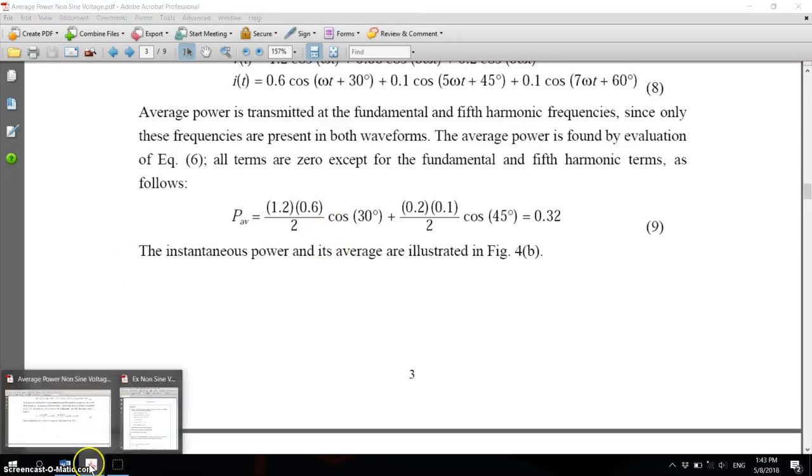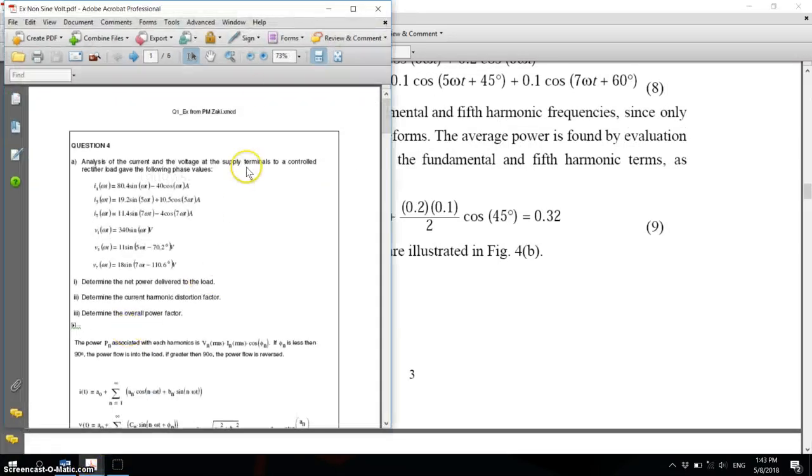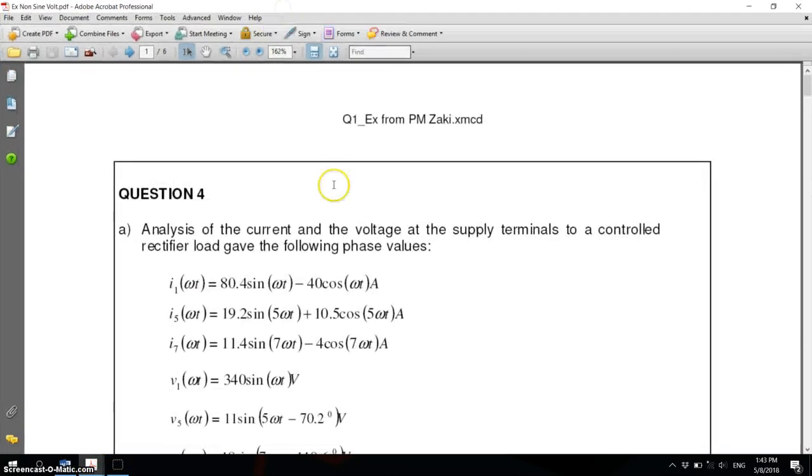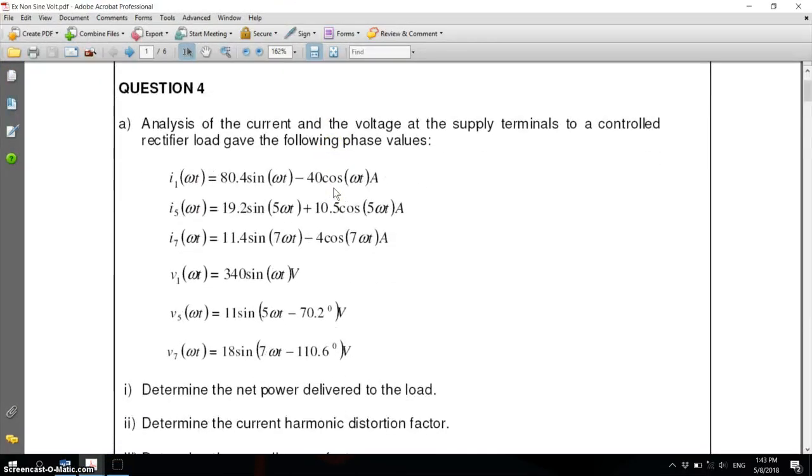But now we try to look at one example for these types of problems. Okay, remember, you can also be given this question 4 problem. The analysis of the current and the voltage at the supply terminals to a control rectifier load gave the following phase values.